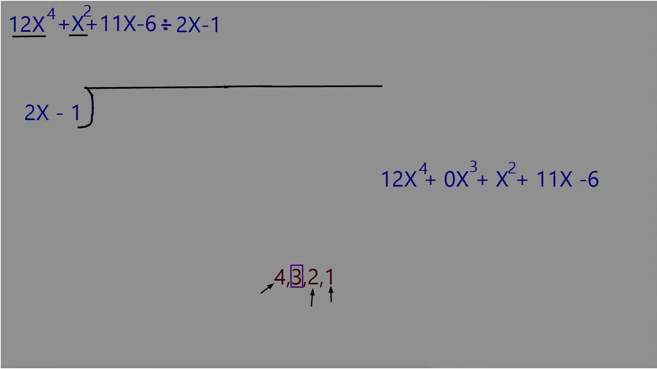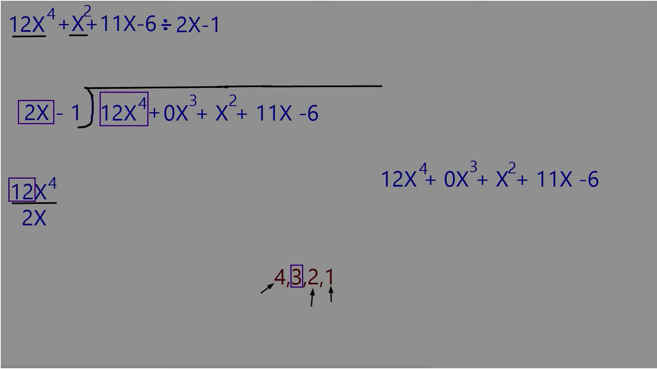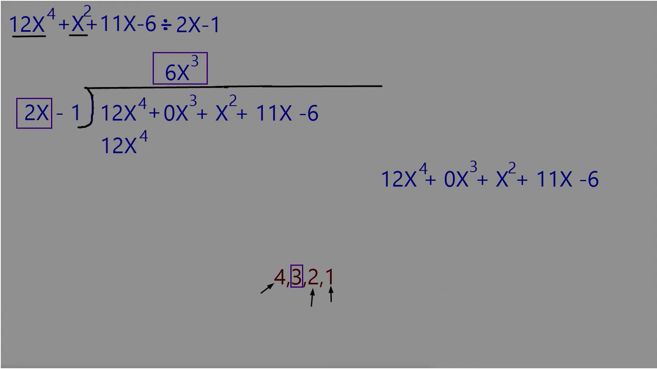We should now place the dividend inside the housing to divide. 12x raised to the 4th power divided by 2x raised to the power of 1 equals 6x raised to the power of 3. 12 divides by 2 equals 6. x raised to the power of 4 divides by x raised to the power of 1 gives 3. 6x raised to the power of 3 times 2x gives 12x raised to the 4th power, because when we are multiplying numbers with the same base, we just need to add the powers.